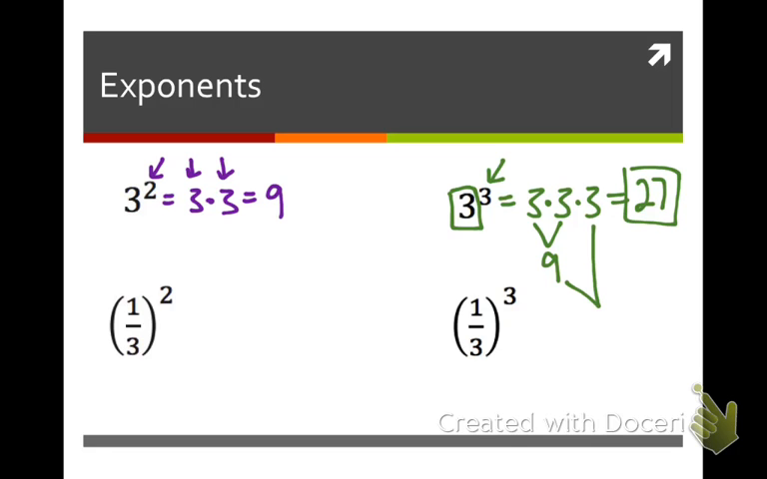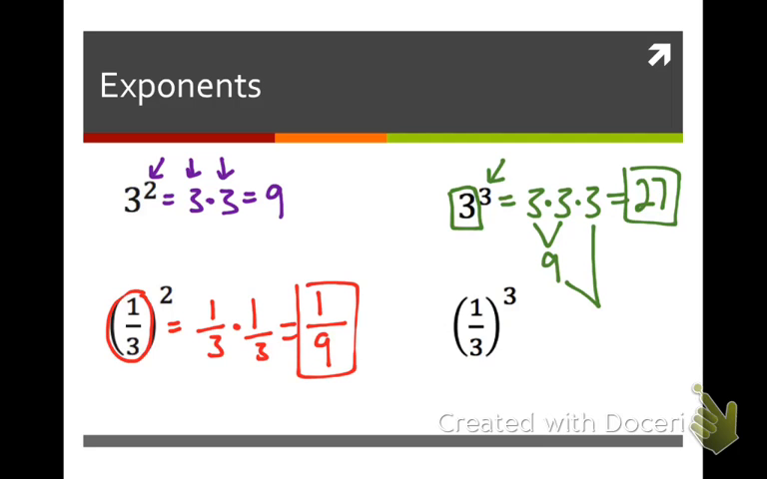Here, 1/3 to the power of 2 just means to multiply the base to itself 2 times. 1/3 times 1/3. And we know how to multiply fractions. We multiply straight across. 1 times 1 is 1, and 3 times 3 is 9. That's our answer right there.